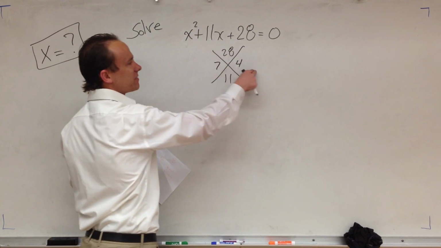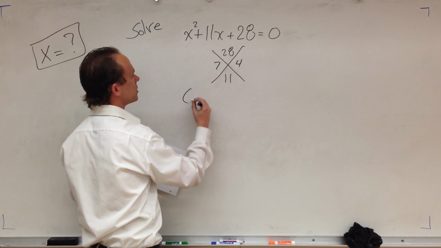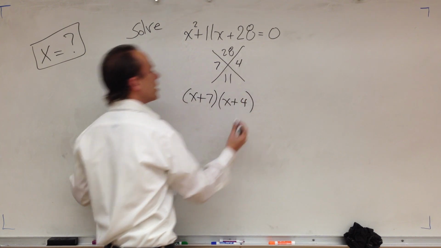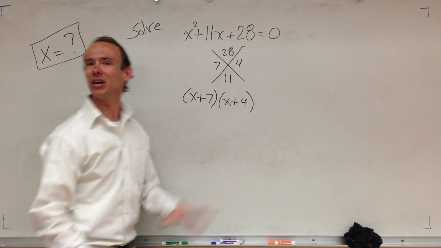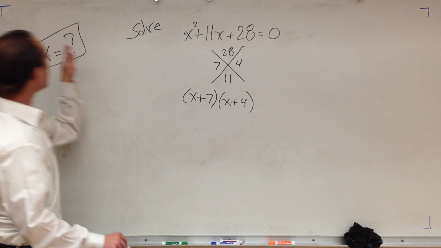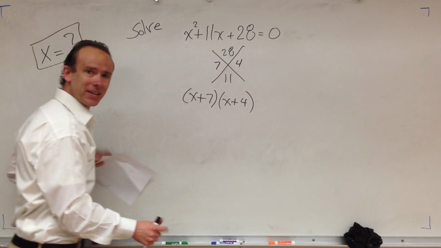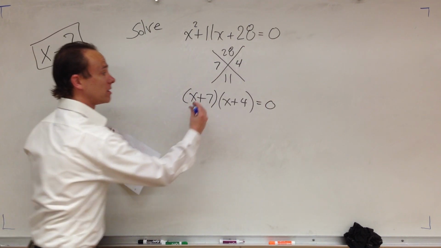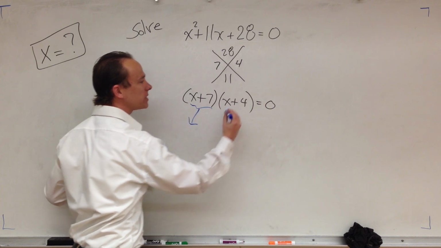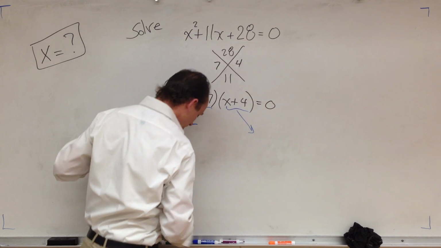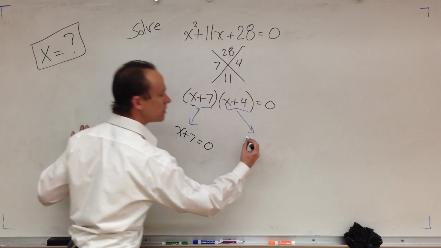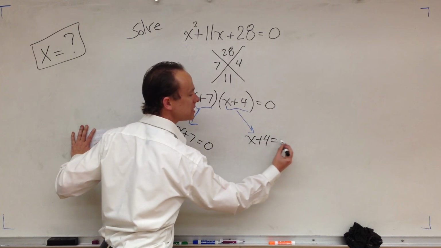Okay. 7 and 4. That's the answer there. So look, we got x plus 7, x plus 4. Don't you dare circle that and say you're done. I asked you to solve. You need to see x equals something. This still equals 0. From the last video, I showed you why we do this. Or I tried to show you why, that we got x plus 7 is equal to 0. Then we say x plus 4 is equal to 0.